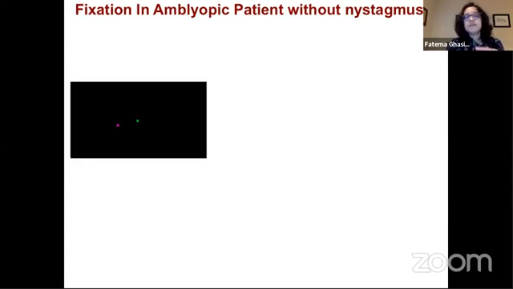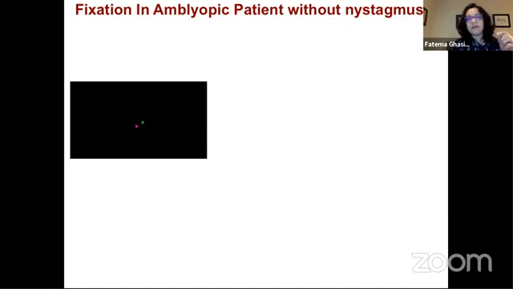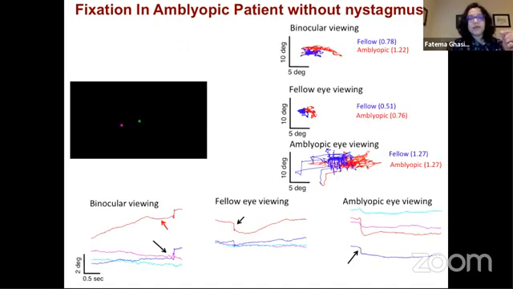So here again is a video recording, an eye movement recording from a severe amblyopia patient. The green is the fellow eye and the magenta is the amblyopic eye. And notice when both eyes are viewing, you see this drift in the amblyopic eye. So when we look at the eye position traces obtained on the binocular fellow and amblyopic eye, the red trace here is the horizontal eye position of the amblyopic eye.